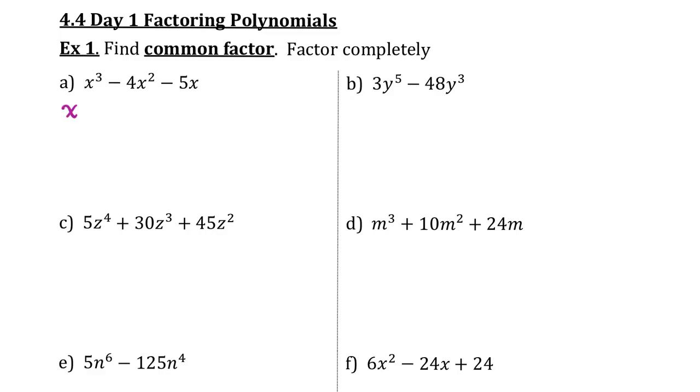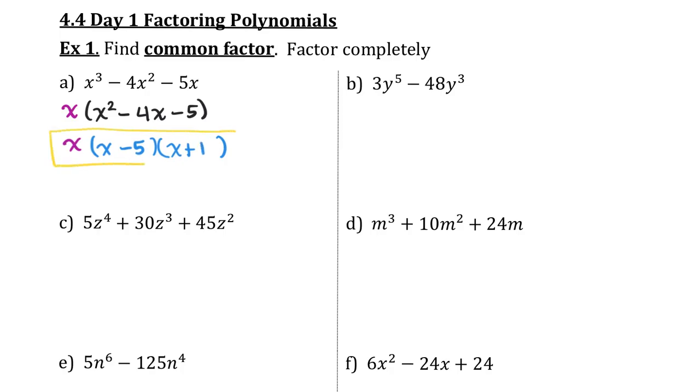If I take out x, I'm left with x squared minus 4x minus 5. And then I want to factor this into linear factors if possible. So I'm going to see if this will factor further. It's a quadratic, so I can probably do it in my head. So that's going to be x times x to get x squared. To get negative 5, it's got to be minus 5 and positive 1. Okay, and so since this was degree 3, I factored into 3 linear factors.